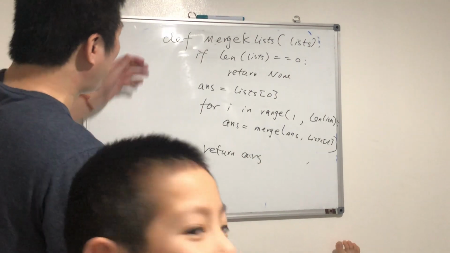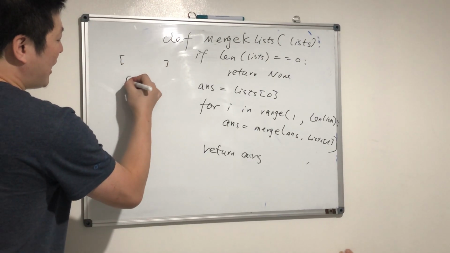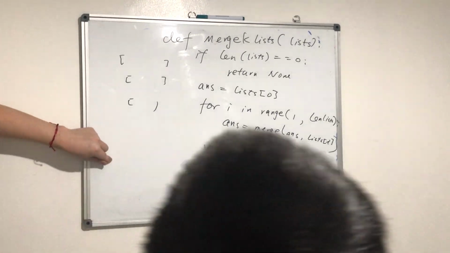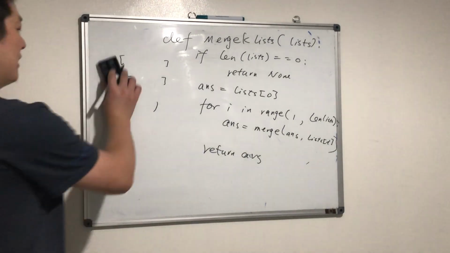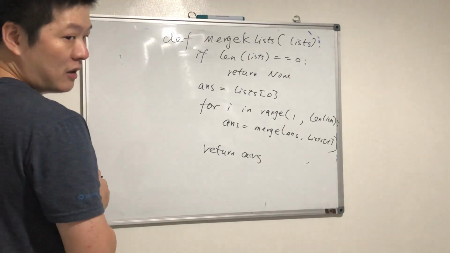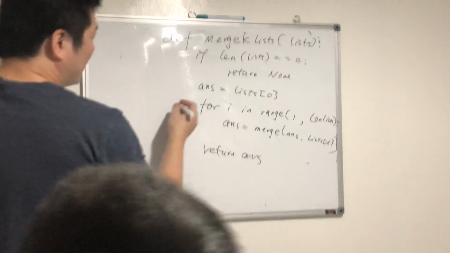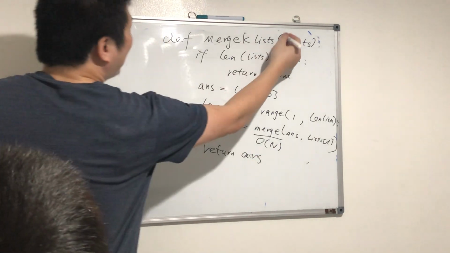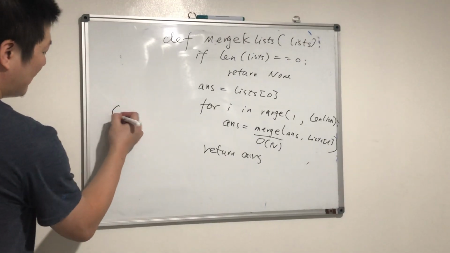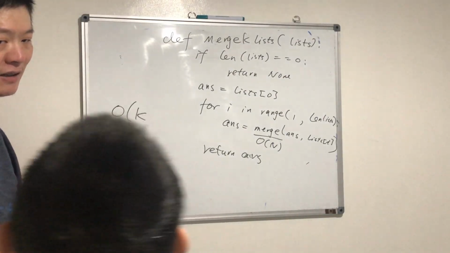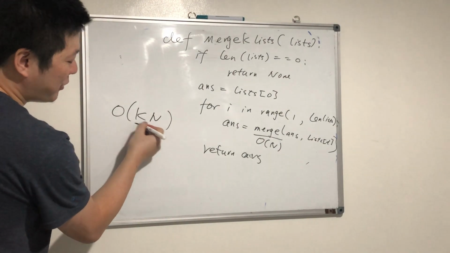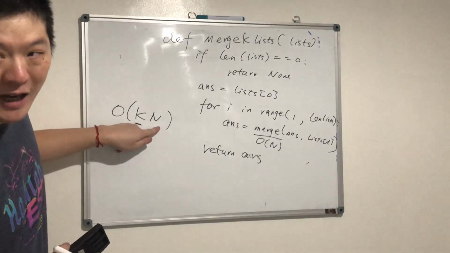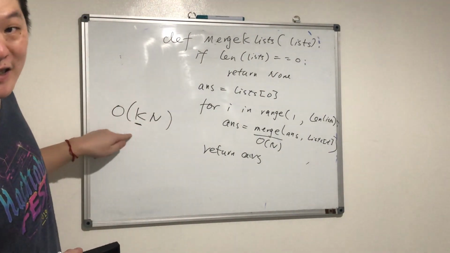Basically we have a list of linked lists, and we take the first one, merge it with the second one, and keep merging until all of them are merged. What's the complexity? A merge is O(N), and there are K lists. Do we add or multiply? Multiply, because we have K lists and merging each one takes N. So the complexity is O(K times N).